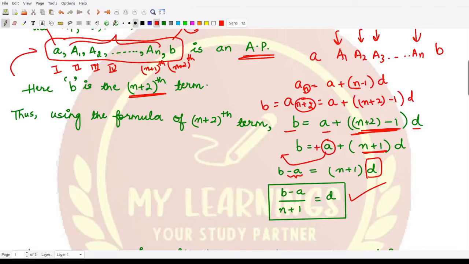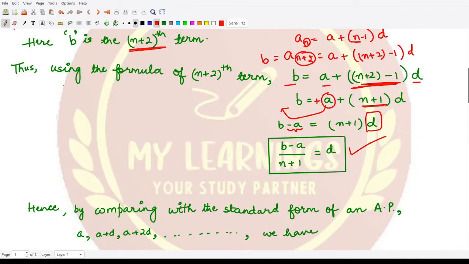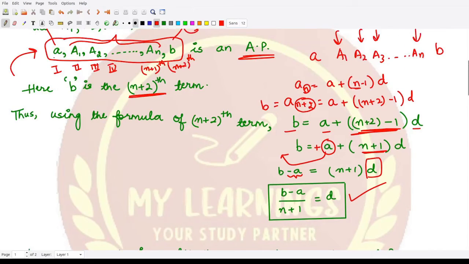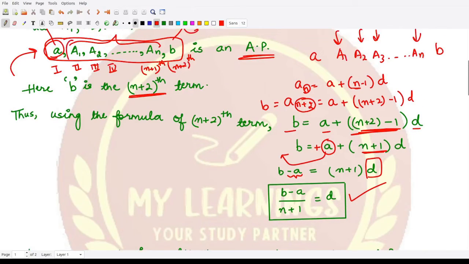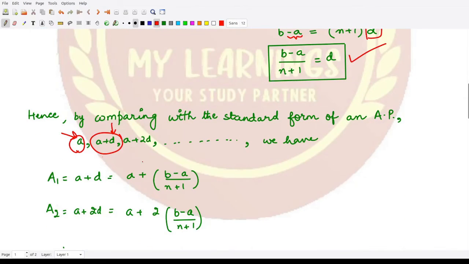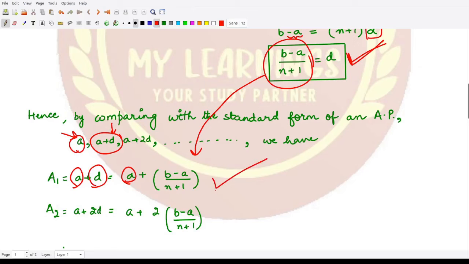Now this was our AP. In the standard form we have our AP like this, where A is the first term and D is the common difference. So the first term is A, the second term would be adding the common difference to the first term, that is A plus D, then A plus 2D, and so on, right? So when we compare the terms, our first term A is equal to this A, that is given to us. The next term would be A plus D, so our A1 would be A plus D. We already have the value of A, that is given, and we have evaluated the value of D here, so we can substitute it over here to get A plus B minus A upon n plus 1. So this is the value of A1.